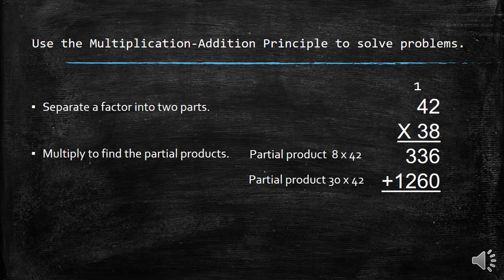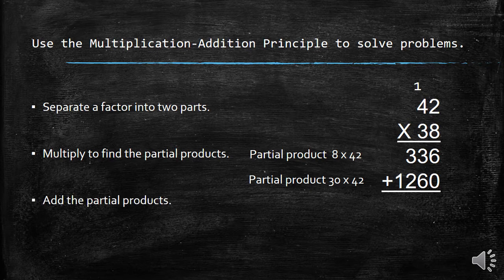Next, we want to multiply 30 times 42, and we learned how to do this just a few lessons ago. So we take 3 times 42, and we get 126. We annex the 0, 1,260. Or, if you're having trouble doing that in your head, you can say, okay, so 30 times 2 is 60, and 30 times 4 is 120, and there you get your 1,260.